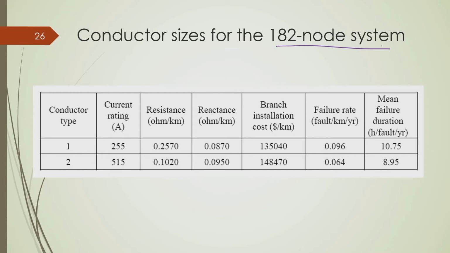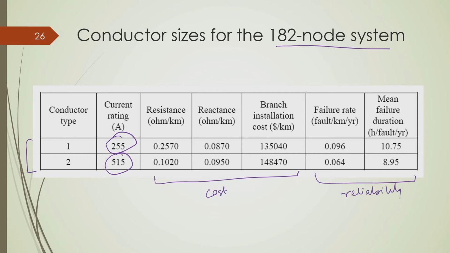For 182 node system, we use these two conductor size. One is having ampacity of 255 ampere, another is ampacity of 515 ampere, and their respective cost and reliability data are specified. This is cost data, this is reliability data are specified, and we need to build a network with these two conductor sizes.